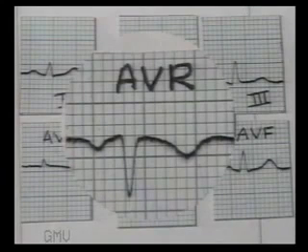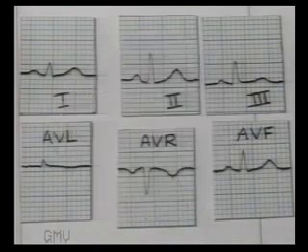In this lead, all waves should be inverted. If they are upright, then probably limb leads were wrongly connected and ECG interpretation should be avoided. Only exceptionally it may be upright due to dextrocardia. Then calculate the heart rate.